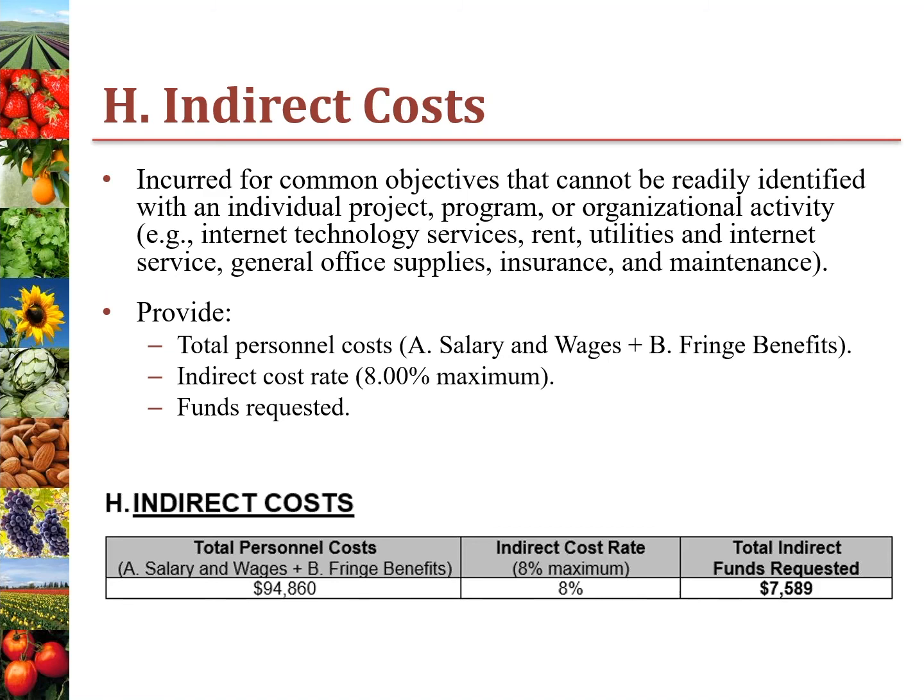In the table provided, enter the total personnel costs, which are the sum of category A, salary and wages, plus category B, fringe benefits. Then enter the indirect cost rate, which is 8% maximum, and the funds requested. In this example, the total personnel cost is $94,860. The indirect cost rate requested is 8%. So the total indirect cost funds requested is $7,589. Note that an indirect cost amount exceeding 8% of the total personnel cost may result in the project being disqualified.